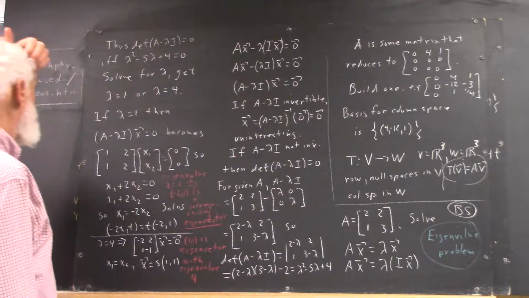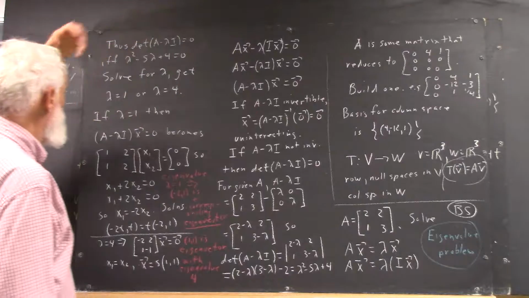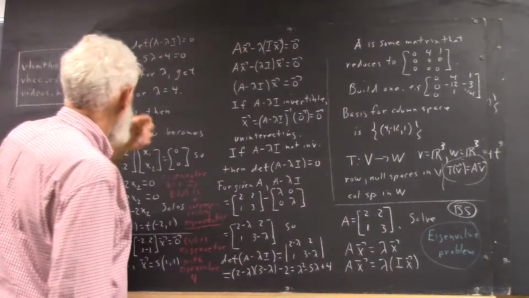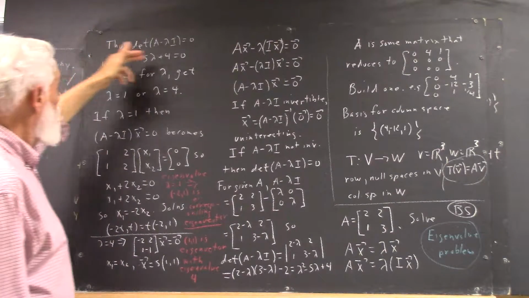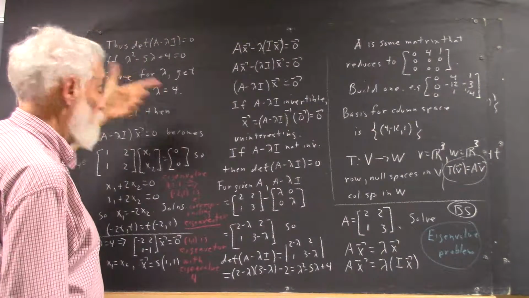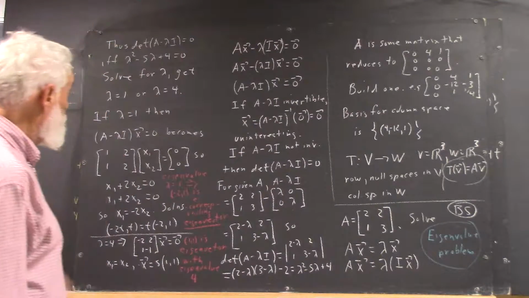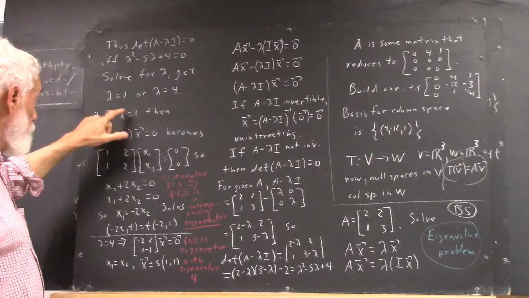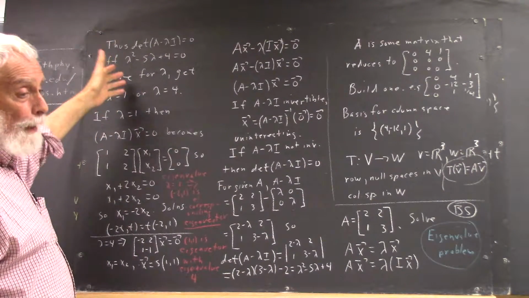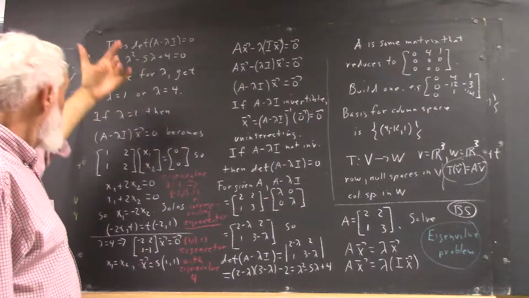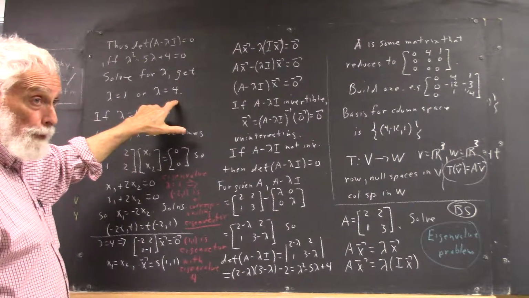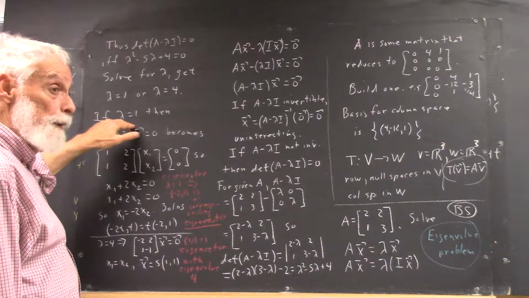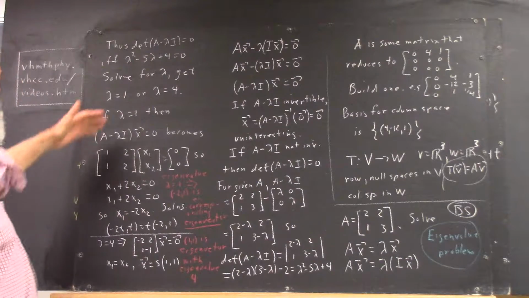If the determinant of A minus lambda I is 0, that means that lambda squared minus 5 lambda plus 4 is 0. And this is a quadratic equation in lambda, so we can solve it. This one happens to be easily factorable, and I don't go through the details. You can solve quadratic equations. It factors into lambda minus 1 times lambda minus 4 equals 0, so lambda equals 1 and lambda equals 4 are solutions.